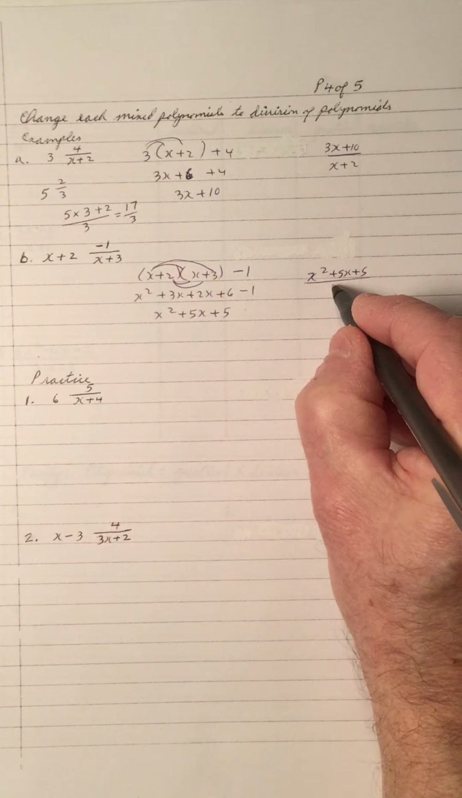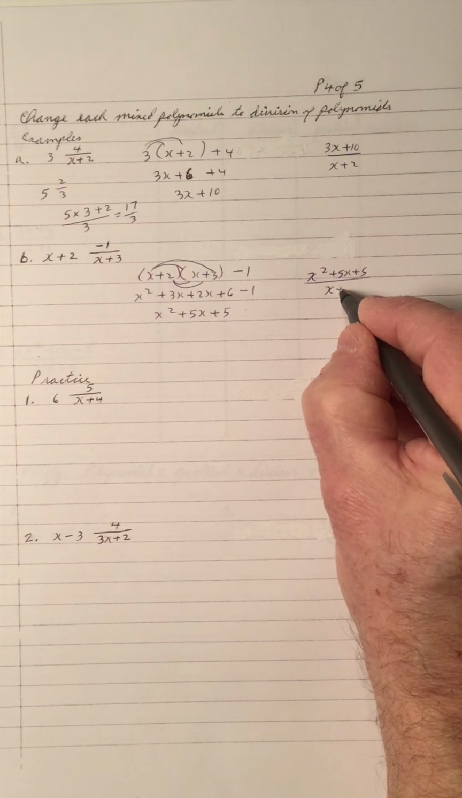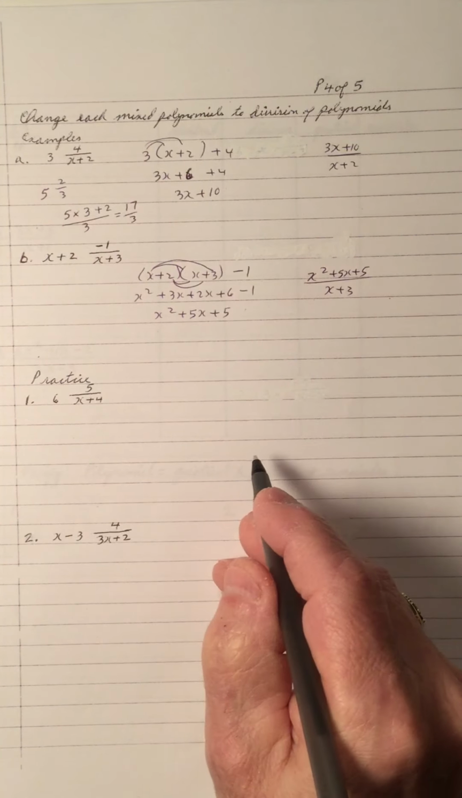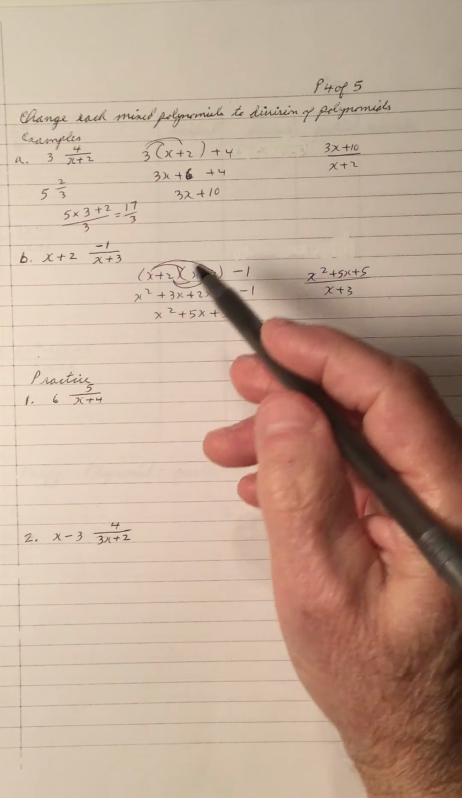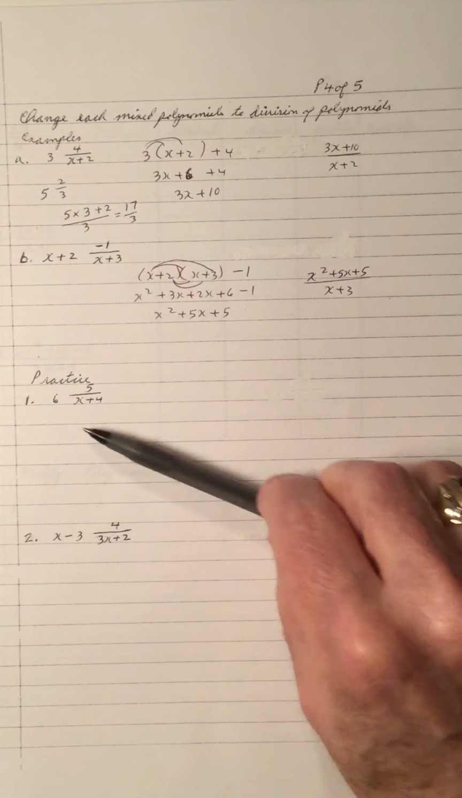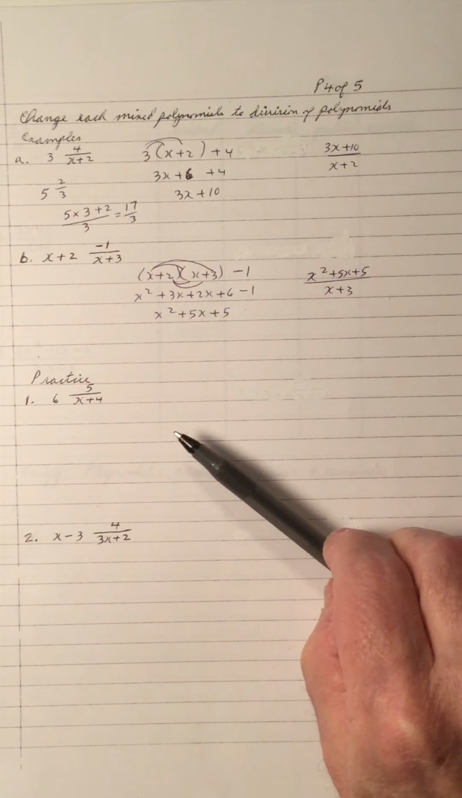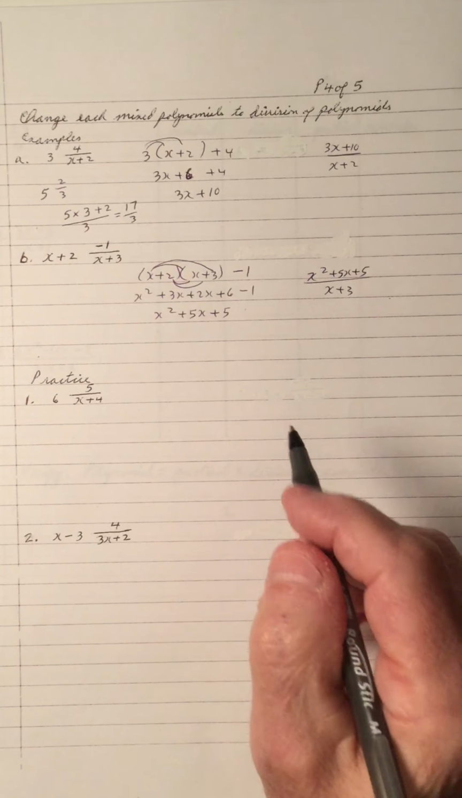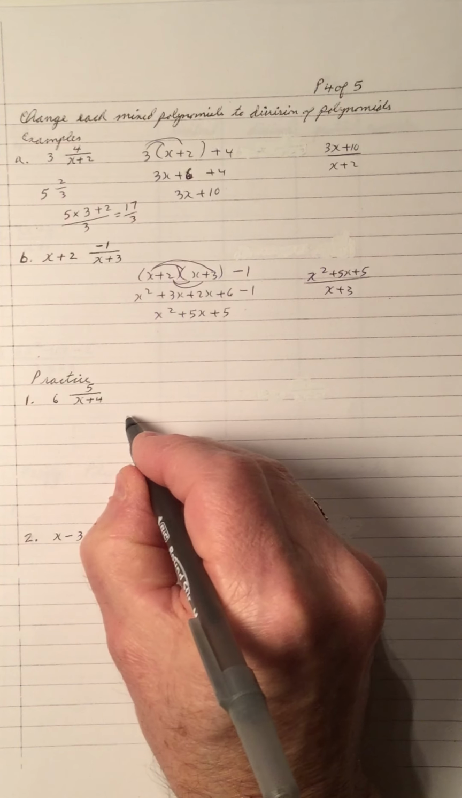That's my polynomial being divided by x plus 3, just going the other way. And this is the practice. Pause your video, work these out to see if you're going to get them right, and press play to see if you're okay. So here we go.